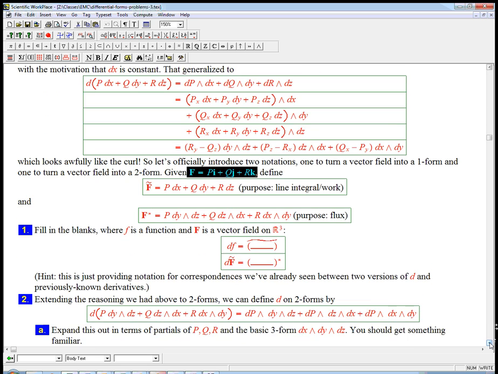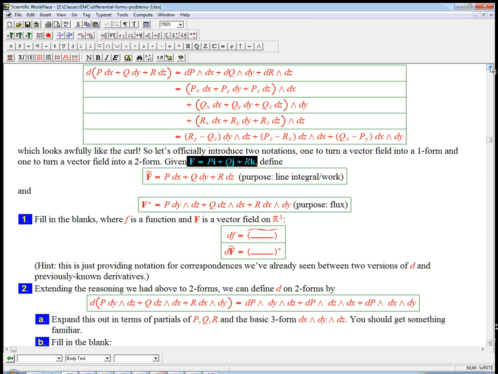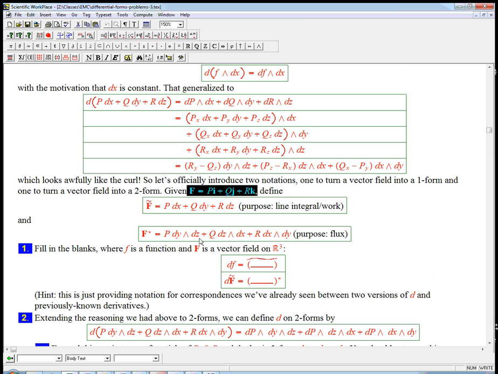Okay, so just to make official the kinds of things we've seen about d here, using this new notation, fill in the blanks, where f is a function and big F is a vector field. So df, we've been doing that for a while now in these videos. And remember, what we've been saying all along is it's an analog of the gradient. Well, this is a way to make that precise.